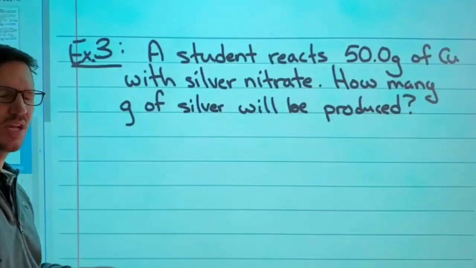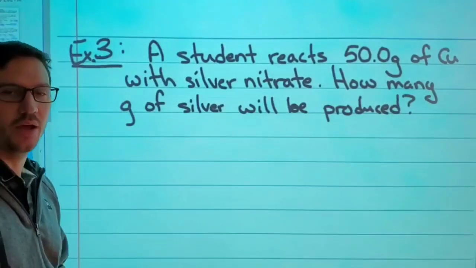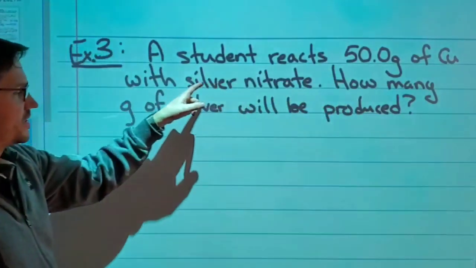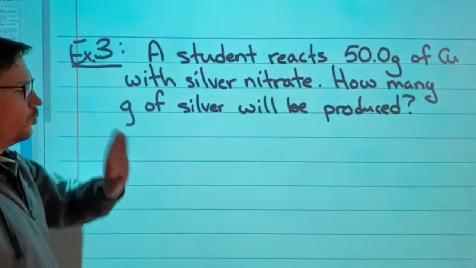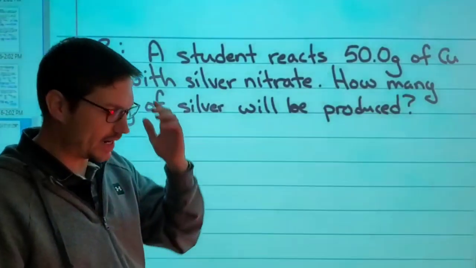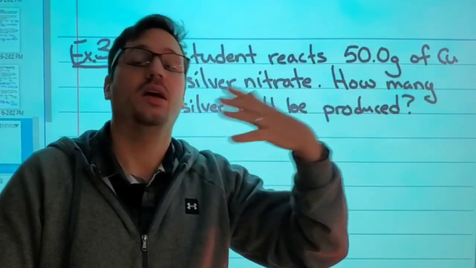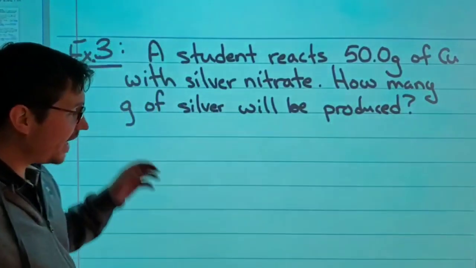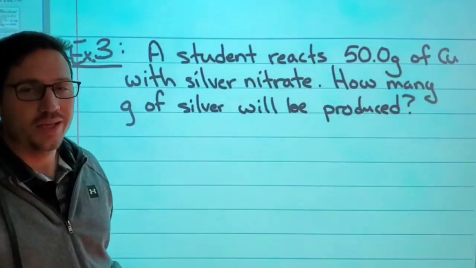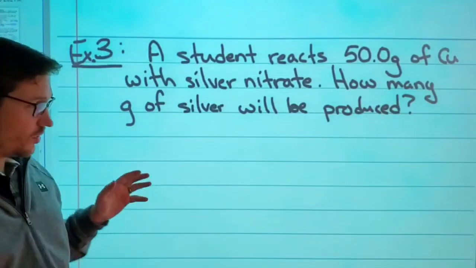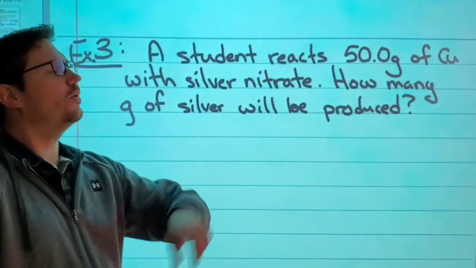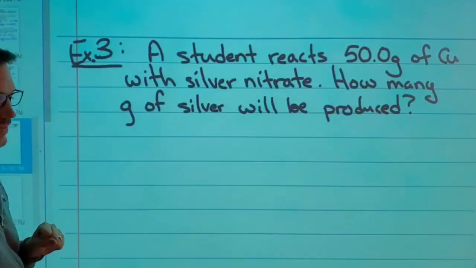What I want us to do is I want you to pause the video. You're reacting copper with silver nitrate. I want you to try and predict the chemical reaction. Write a balanced chemical reaction. And it will take like 2 minutes to do this. And then after that, you can unpause the video, then I'll go through it. And then what I want us to do is think about, okay, what do we need for our unit analysis? So go ahead and pause the video and predict the chemical reaction.